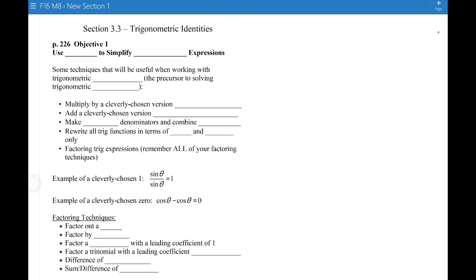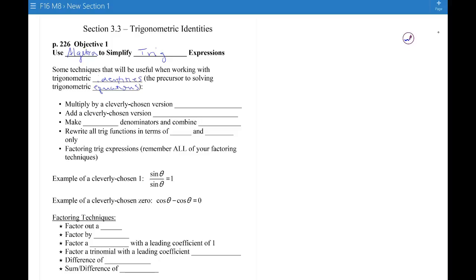Okay, so objective 1 is to use algebra to simplify trig expressions. So some techniques that will be useful for working with trig identities, and these are the precursor to solving trig equations. We're trying to build your skills up so that you'll be good at solving equations when we get there.